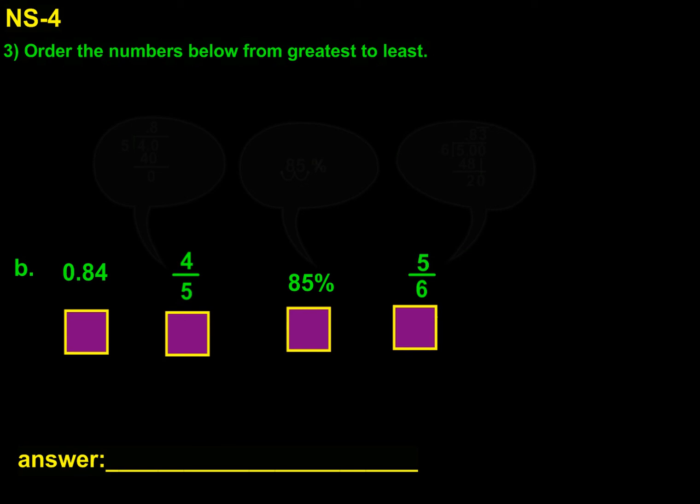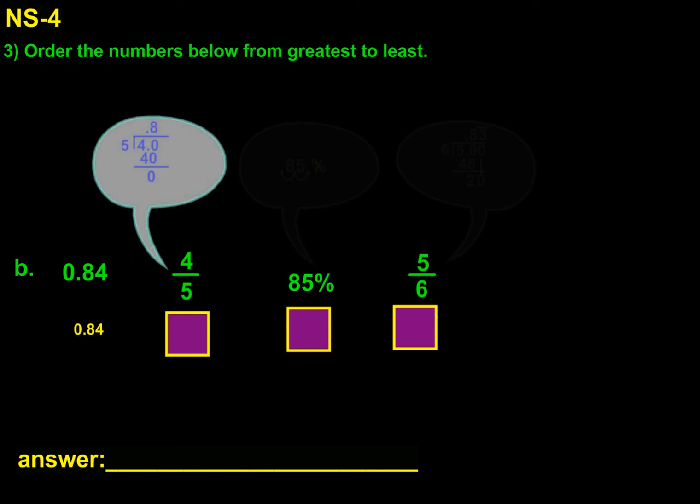Next we're going to do 3b. Once again, we're being asked to order the numbers from greatest to least. So we have 0.84, that's already as a decimal, so we'll leave that exactly as it is. 4/5, we need to think about what we would do. We need to divide that, and if we divide 5 into 4, we get 0.8, or 0.80. We'll keep the hundredths place, so we're even with the 0.84.